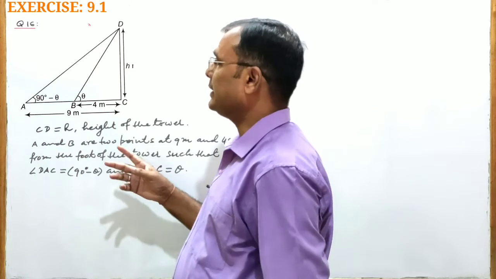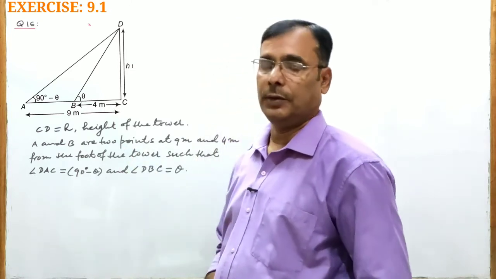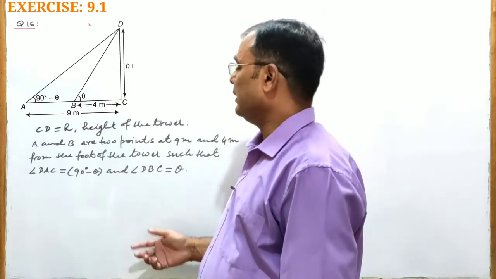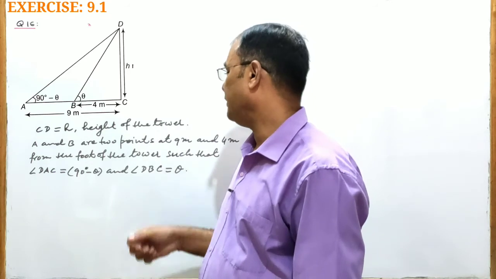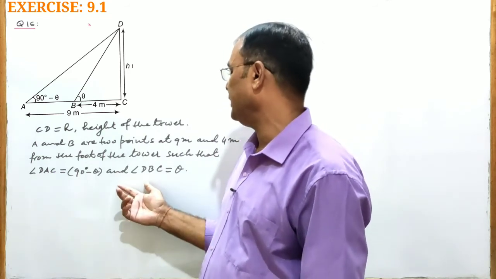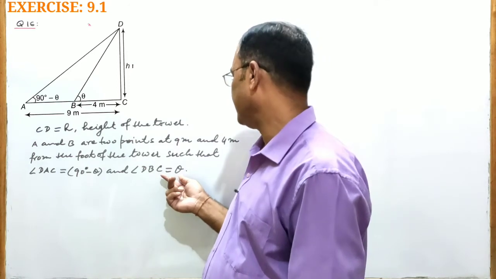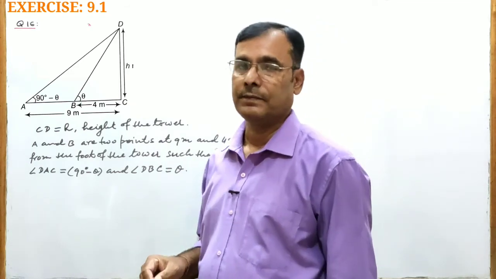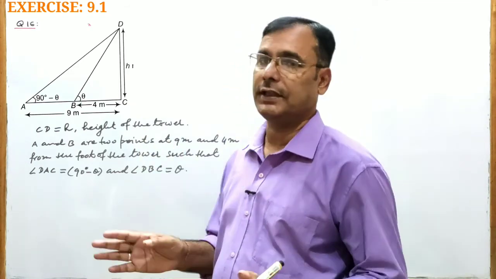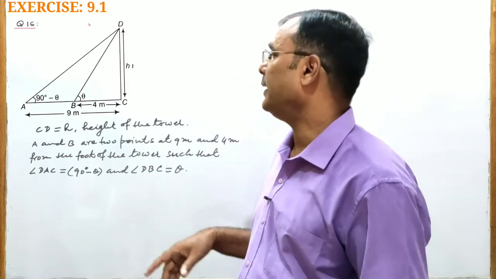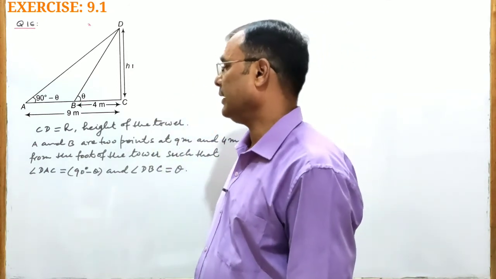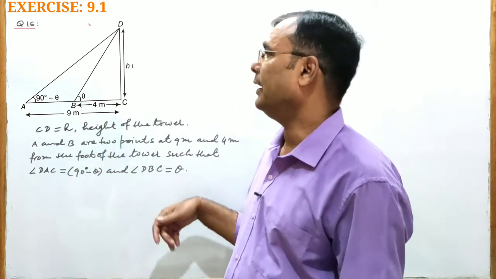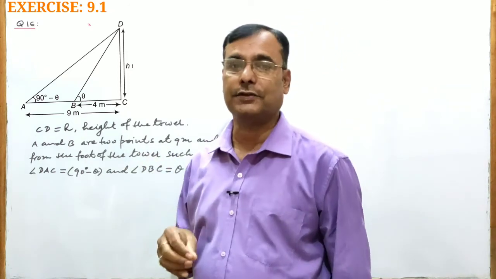From 2 points A and B, the angles of elevation of the top of the tower D are found to be complementary angles. That's why we have taken the two angles of elevation as theta and 90 degrees minus theta, so that they will be complementary. That means their sum will be 90 degrees. And CD is representing the height of the tower, which we have written h, and we have to prove that the height of this tower is 6 meter.